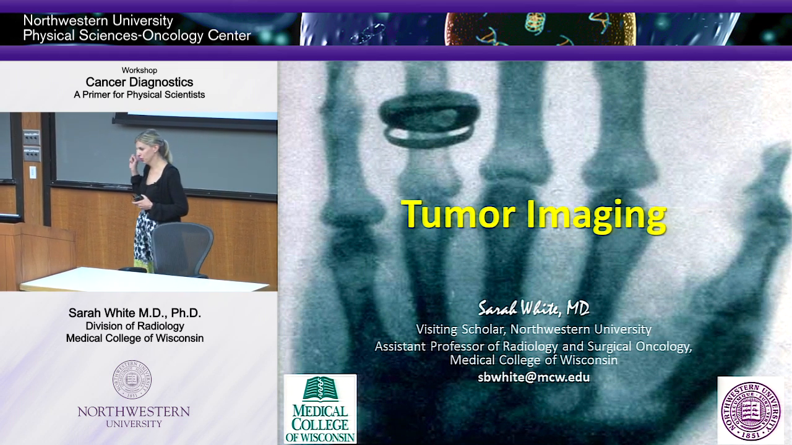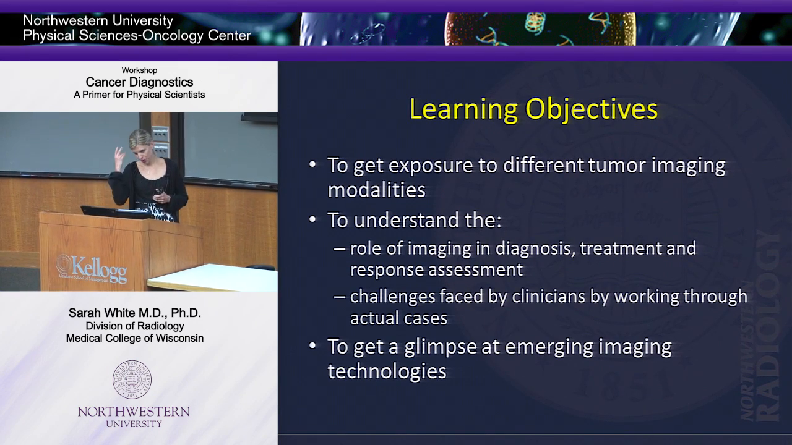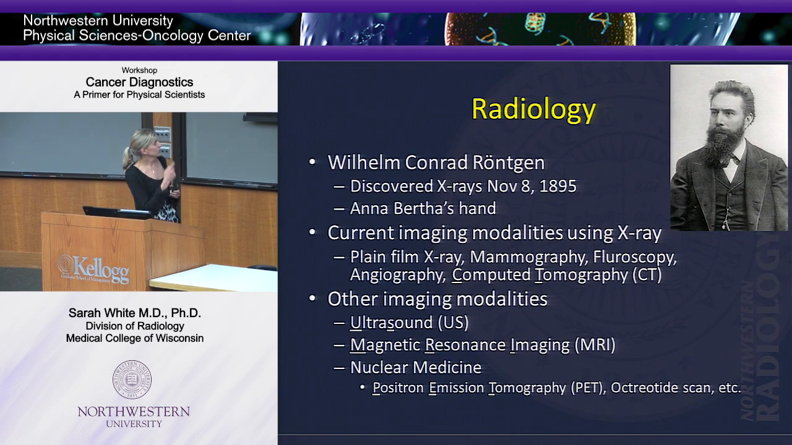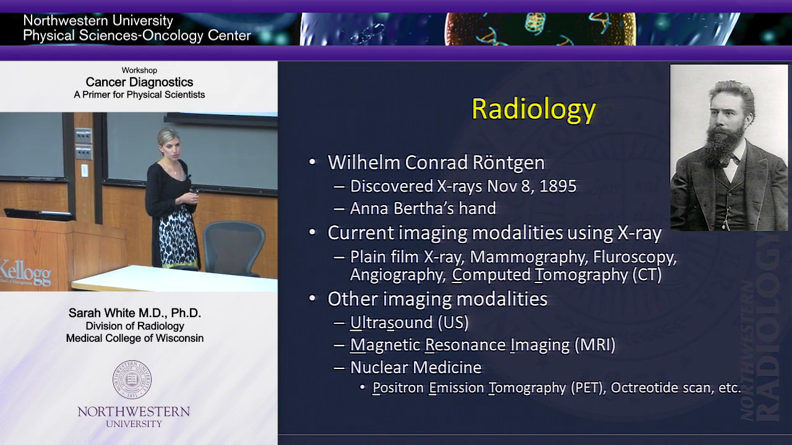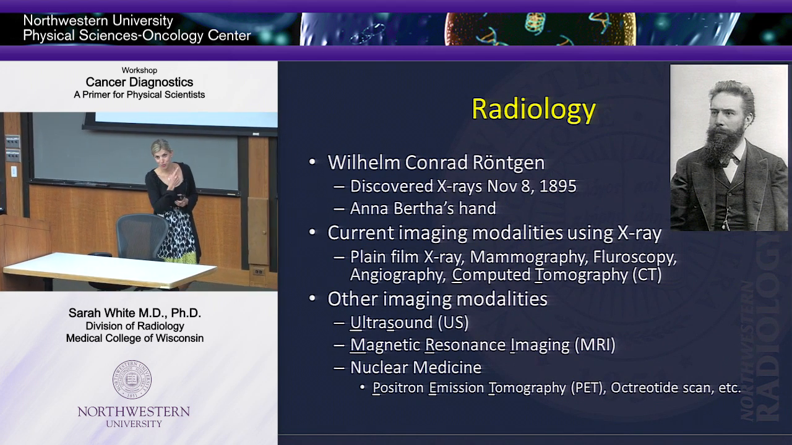Wilhelm Röntgen in 1895 was messing around and figured out that X-rays exist, and he actually took a picture of his wife's hand, and that was the picture that you saw there. This is Röntgen here.